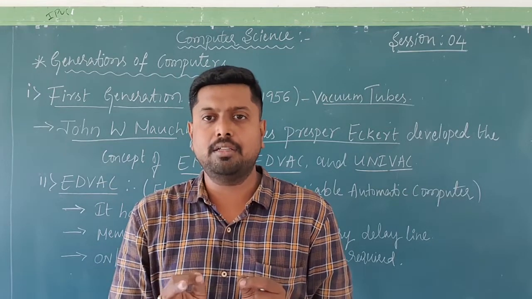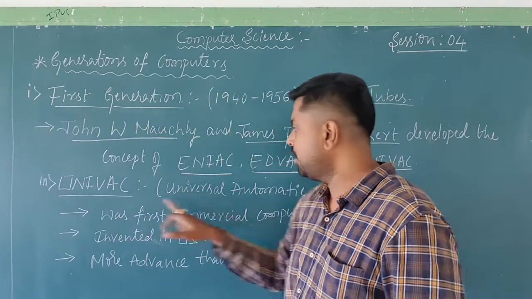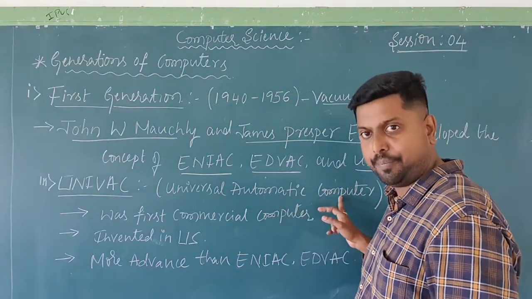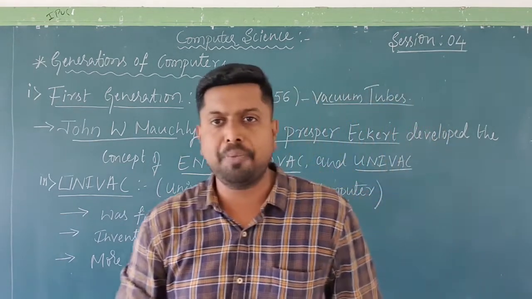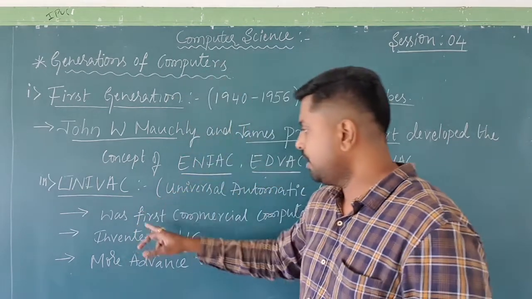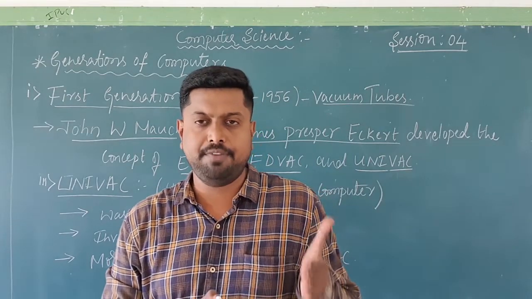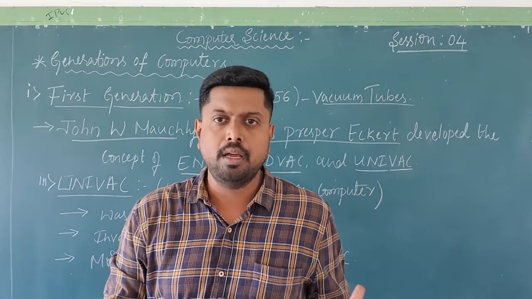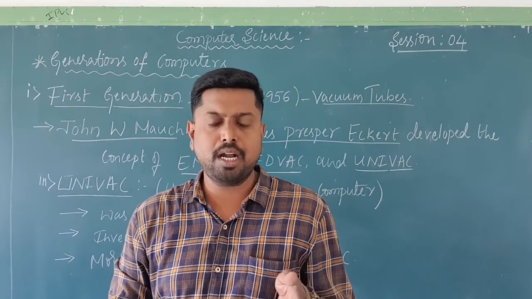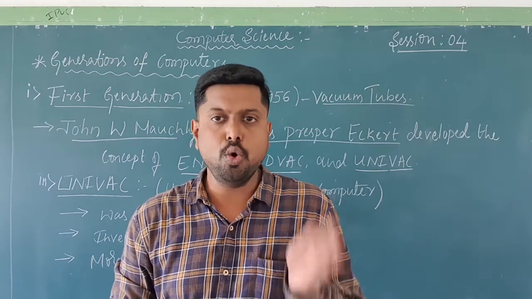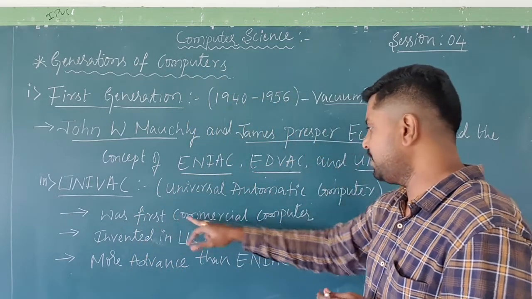Like that, we have one more last device, that is UNIVAC. If I want to abbreviate UNIVAC, Universal Automatic Computer. Once again, UNIVAC, Universal Automatic Computer. Here also we have some properties of the UNIVAC computers. It was the first commercial computer. Up to now, in the first generation, vacuum tubes, ENIAC and EDVAC are not commercial computers. But from here onwards, when UNIVAC computers were introduced in the US, this is the first commercial computer.